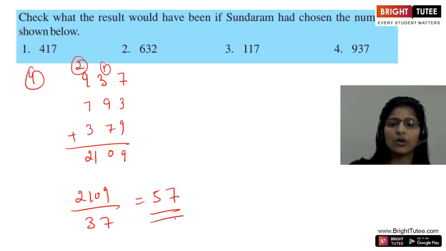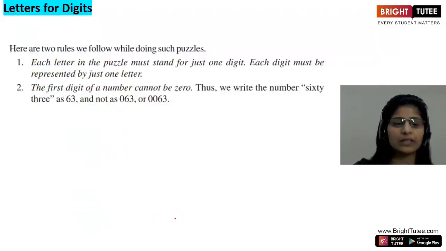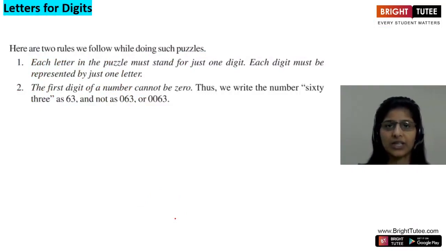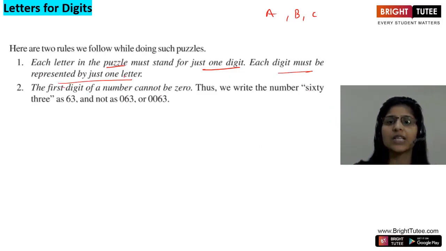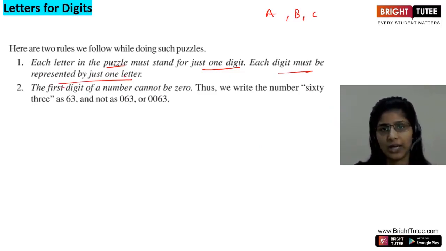Clear? So now we will learn the next topic, that is letter puzzles. There are 2 rules that you need to take care of, and then we are going to start with some questions, some puzzles. What they are saying here is that each letter in the puzzle must stand for just one digit. Like if we are using the alphabets A, B, C and so on, they stand for just one digit. Each digit must be represented by just one letter.